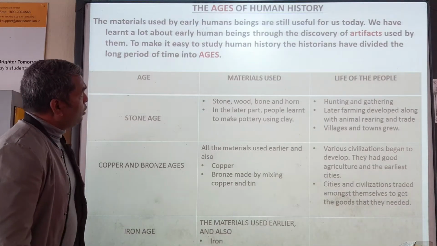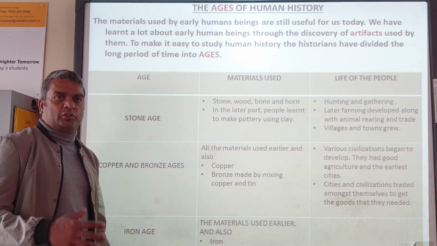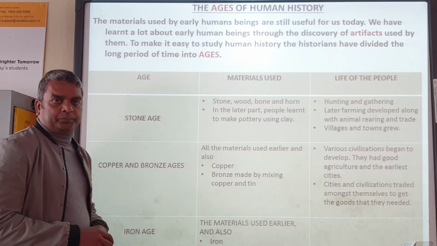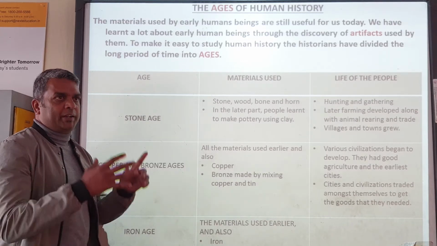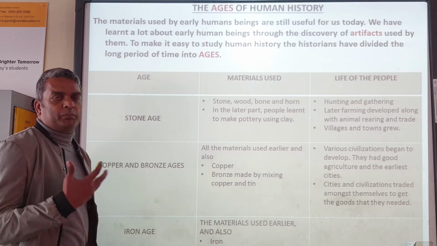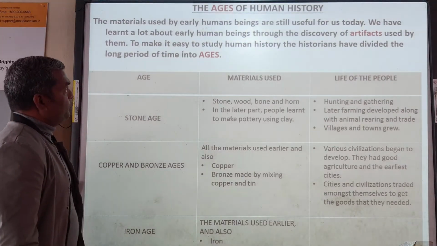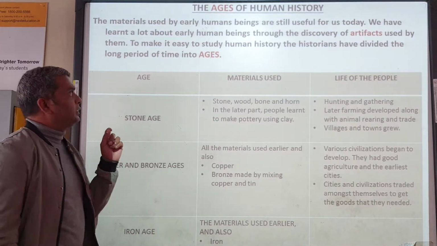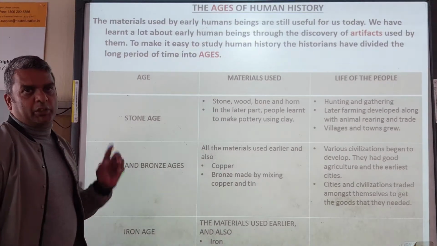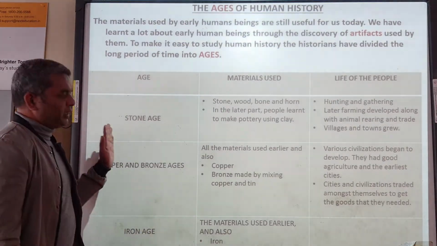We have learned a lot about early human beings through the discovery of artifacts. Historians have gone, dug, and found tools and weapons. And from those tools, weapons, the writings on the wall, the caves, we come to know a lot about early human beings. To make it easy to study human history, the historians have divided a long period of time into different ages. And that is how we come to know a lot.